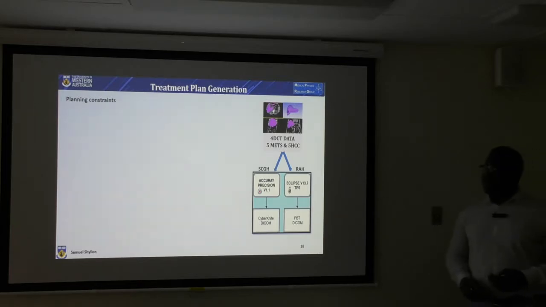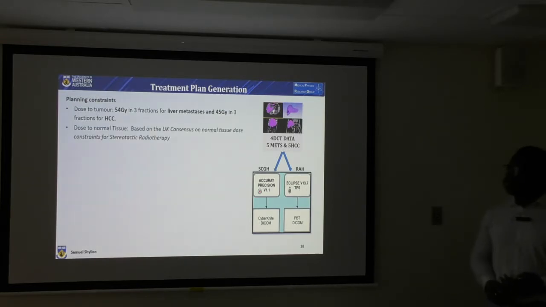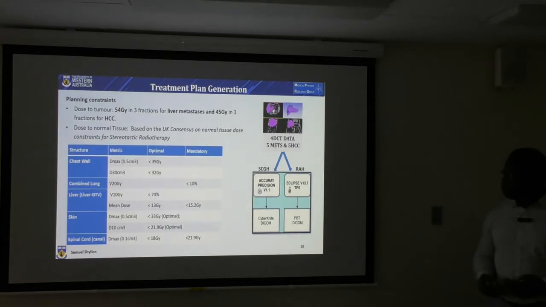And the constraints for the plans for the tumor were 54 grays in 3 fractions for liver metastases and 45 gray in 3 fractions for hepatocellular carcinoma. And for the normal tissue, this was based on the UK consensus on normal tissue dose constraints for stereotactic radiotherapy.